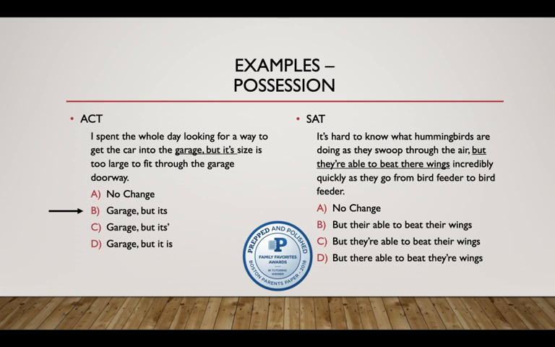Now, each one of these is slightly different, and I realize that I see a little bit of a typo here. But because of what we have here, we are dealing with a contraction, because we have they are able to beat their wings. Their, T-H-E-I-R, in this case answer C, the correct answer, has possession. I almost missed it with no change, with T-H-E-R-E. That's something we have to be careful of.